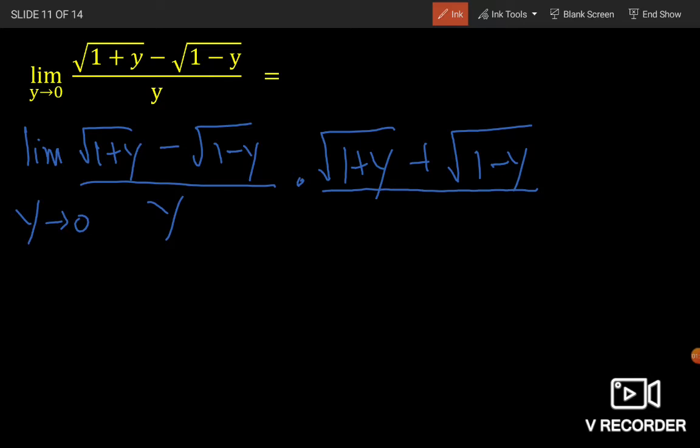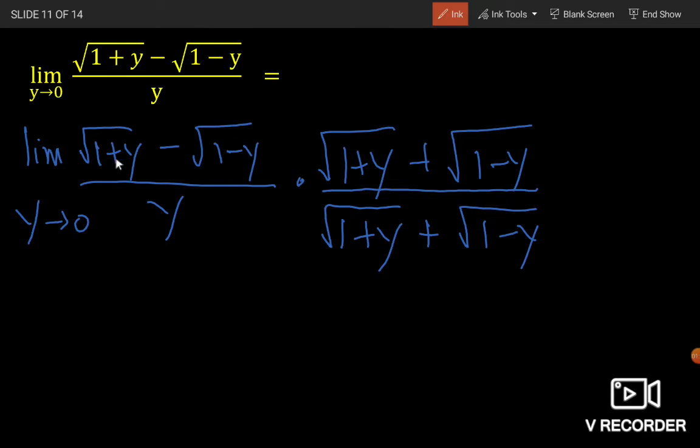So that the expression will not change, we need to divide by the same term, square root of 1 plus y plus square root of 1 minus y. Since the numerator is the same as the denominator, the quotient will be 1. So in that case, it does not impact the original expression.